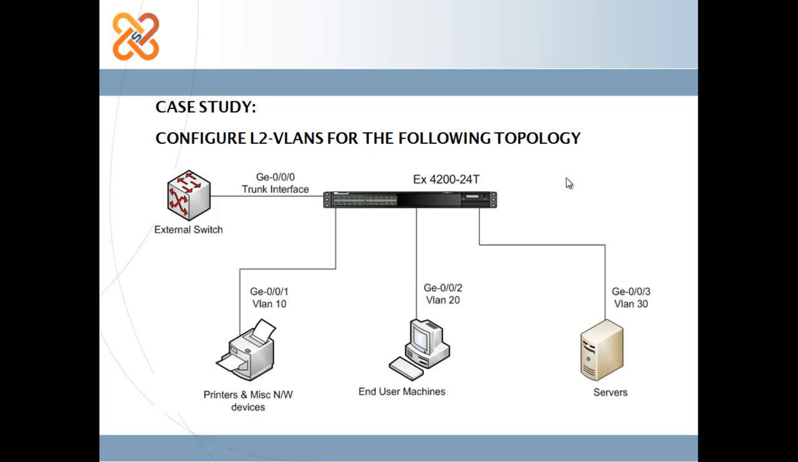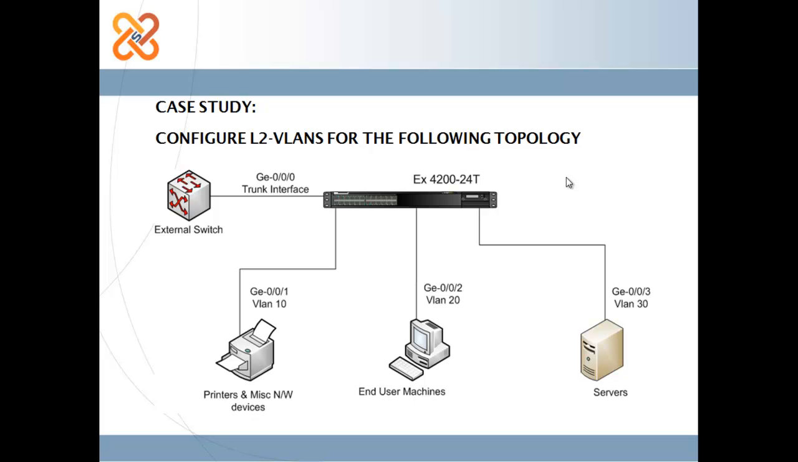The first GigEther interface, GE000, is going to be configured as a trunk interface as it connects to an external switch. This trunk interface is going to carry all the VLANs that we configure on this particular switch. The trunk interface is that interface which can carry more than one VLAN.